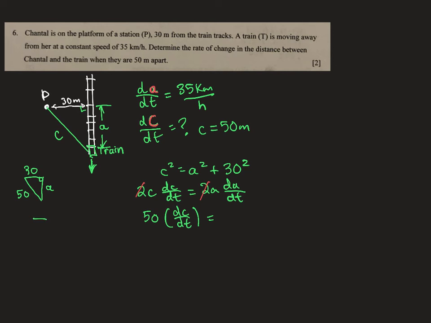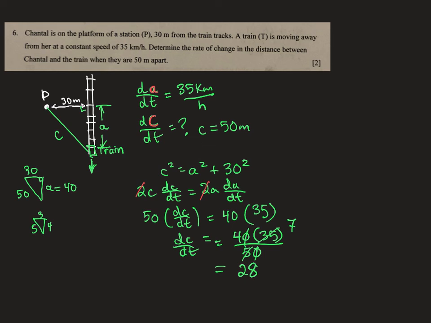Now that's the same as having like a 3, 4, 5 triangle. So that would mean A would have to be 40. Or you can use the Pythagorean theorem to figure it out. Okay, so in for A goes 40, and dA dt is 35. All right, so then we isolate dc dt. We get 40 times 35 all over 50. And we can reduce that a little bit, and our answer would be 28.